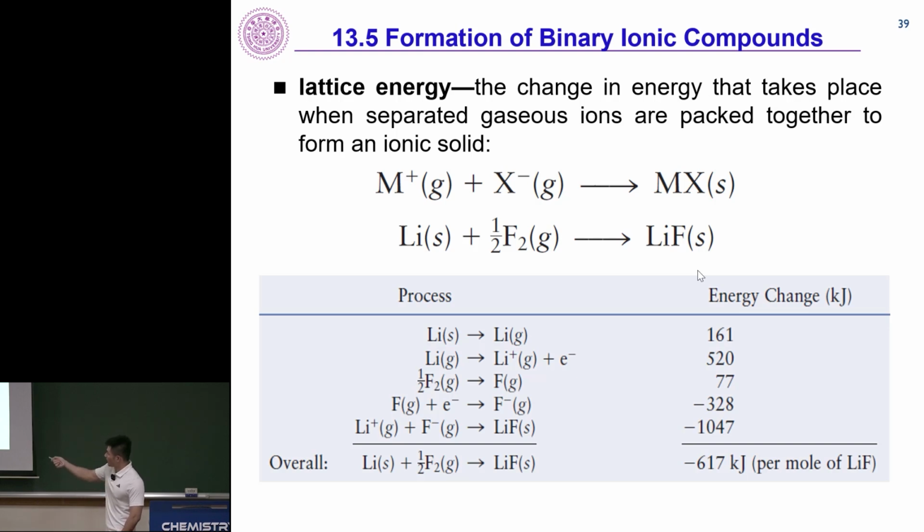And hence, the overall reaction, the original reaction that goes from the elemental form to the final product, has an energy of about minus 617 kilojoules. If you actually sum up the numbers above the lattice energy, you quickly realize the number is positive. That means without forming the lattice, this reaction will not be spontaneous, will not be exothermic, right? Just sum up 161, 520, 77, minus 328. The sum is not negative. That means the reaction is not exothermic, it shouldn't be happening. Right, the last part, the formation of the lattice, really gives you a huge driving force for the formation of the final ionic compound.